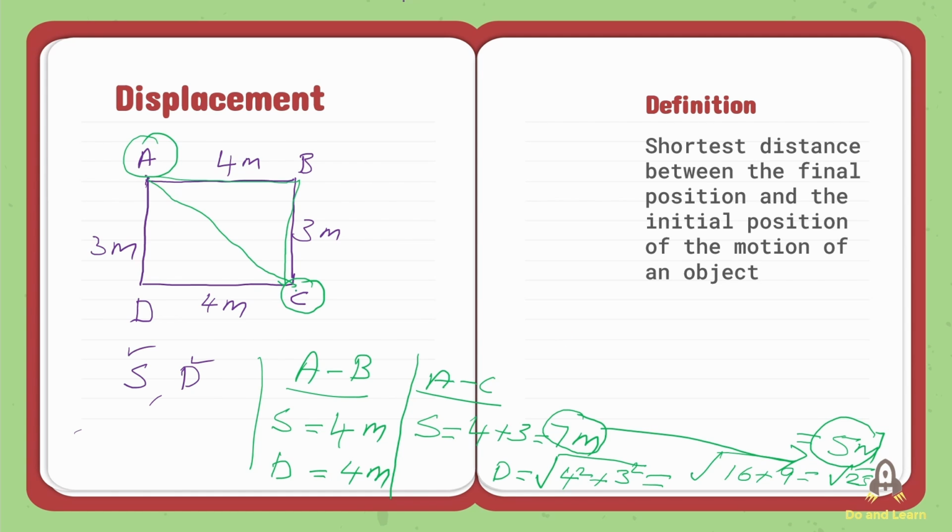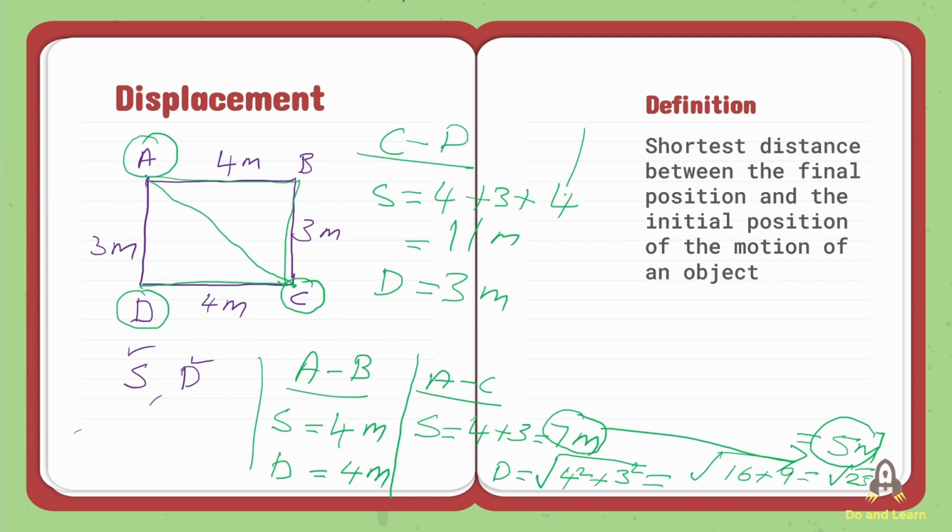Again, he is continuing. He is traveling from C to D now. Let's consider another example, C to D. What is the total distance traveled? You can add 4 plus 3 plus 4. 4 plus 3 is 7, 7 plus 4, 11 meter. What is the displacement? The shortest distance from A to D, that is clear, it is 3 meter. Okay, look at the difference.